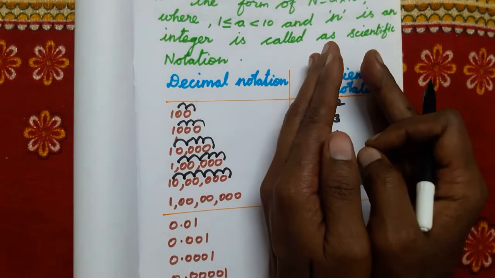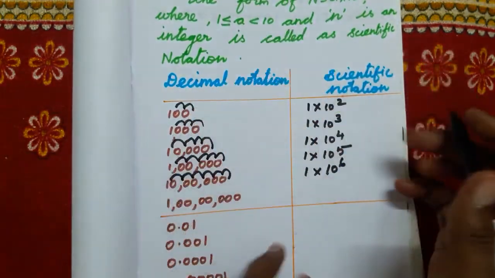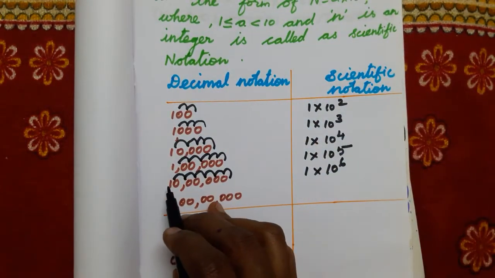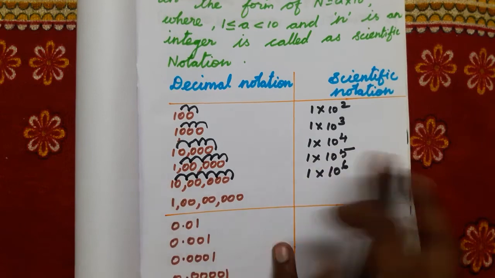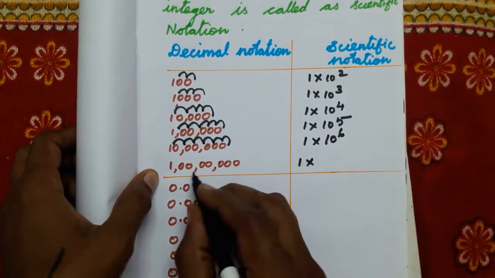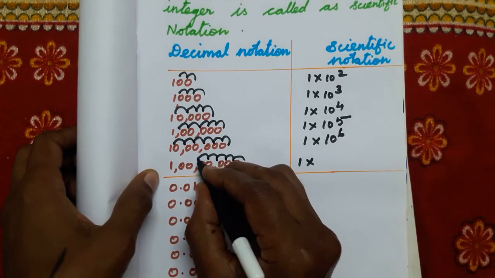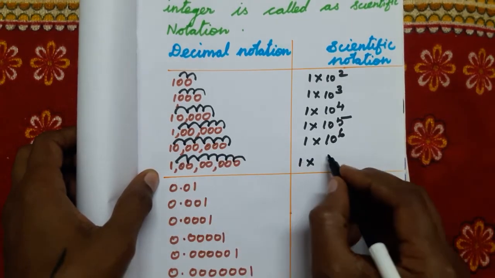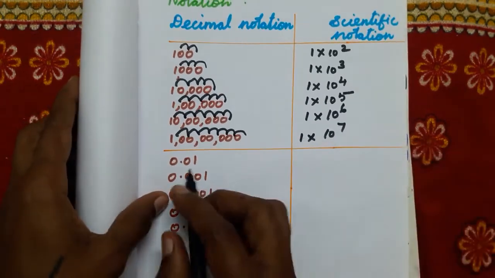This is converting decimal into scientific notation. For 10 lakh, we have to move the decimal point left. Here 1 into 1, 2, 3, 4, 5, 6, 7, 10 power 7.